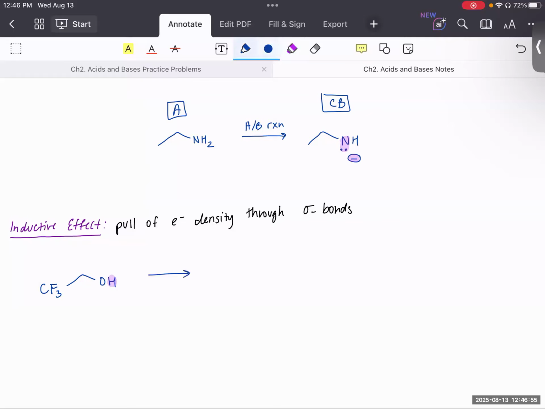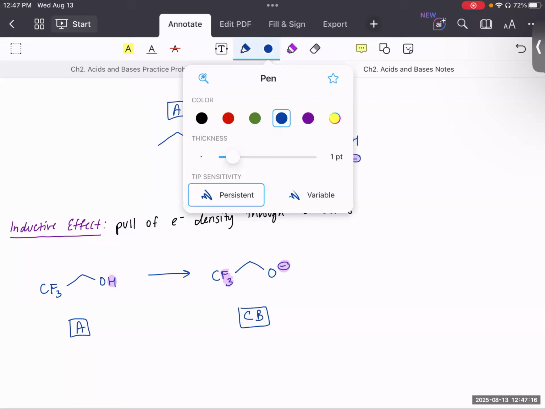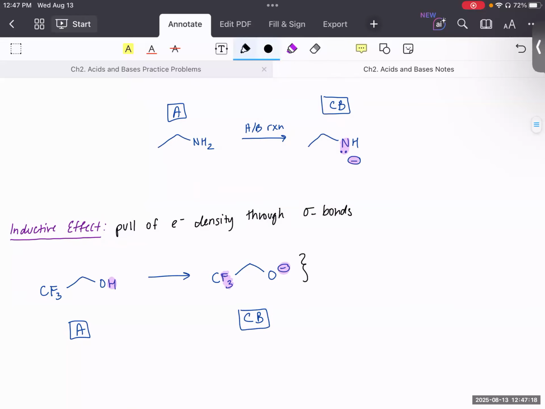However, when it becomes deprotonated, we end up having this conjugate base. So I'll label this as conjugate base, and this is a starting acid. And so we can see that this negative charge right here is stabilized by these fluorine atoms because those fluorine atoms pull electron density through the sigma bonds through the inductive effect. And so because this conjugate base is more stable, that makes the initial acid more acidic.